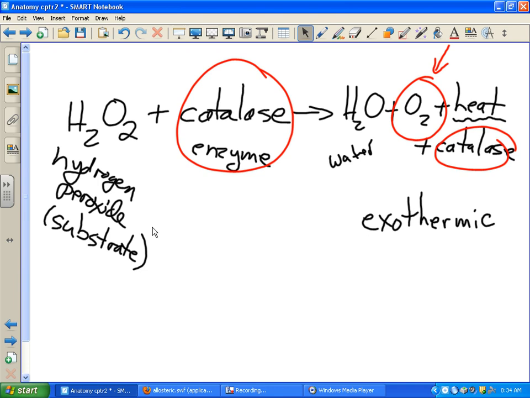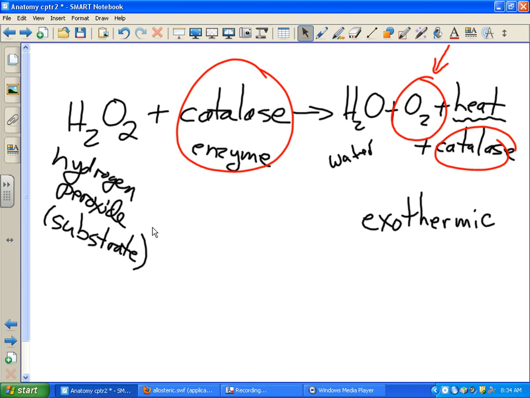Okay. Anything else on lab? Does potato have catalase? Yes. It does. It's a living tissue. I could plant this in the ground and I'd get a whole potato plant. It's a potato, so it's its own seed. And potatoes are kind of cool about that, in that they can reproduce asexually.